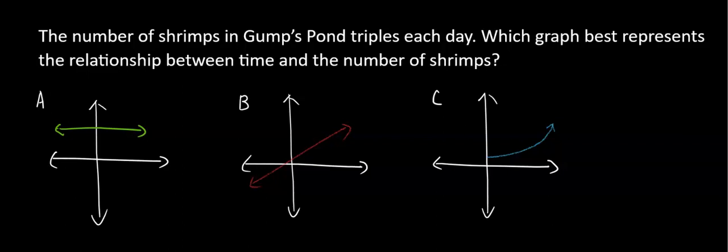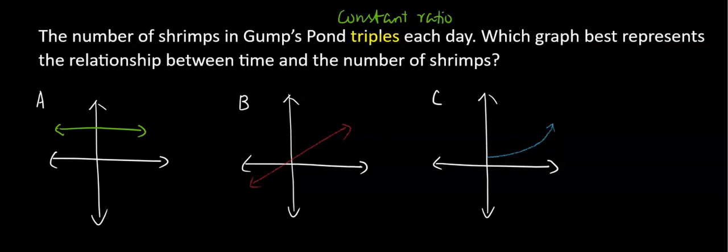The number of shrimps in Gump's pond triples each day. I'm going to highlight the word triples because it tells me there is a constant ratio. Remember the rule we just discussed and also in the previous video, if we found a constant ratio, then we can determine the relationship is exponential. Now ask us which one best represents the relationship between time and number of shrimps.